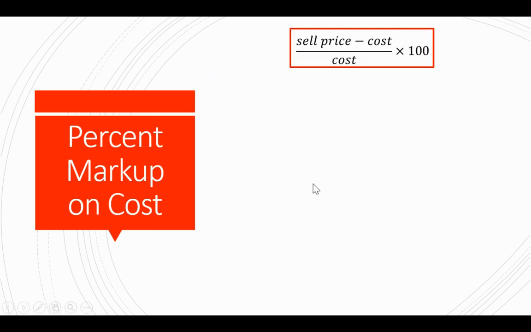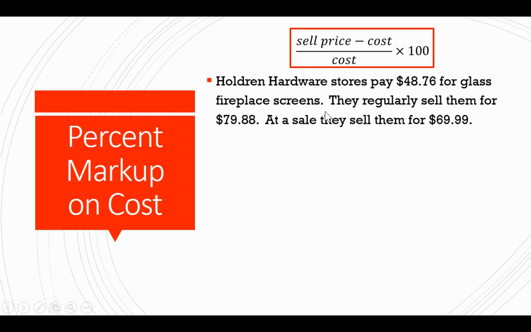Selling price. Percent markup on a cost. So the price it is minus the cost of it divided by the total cost times 100 is going to show you what the markup percentage is.